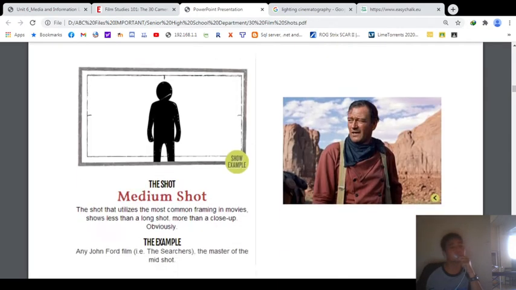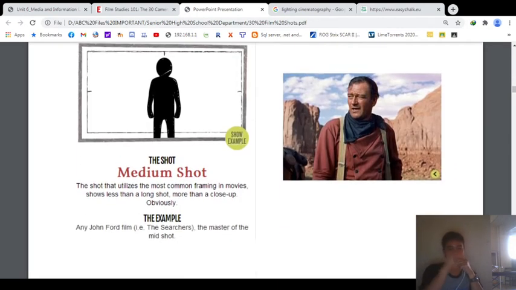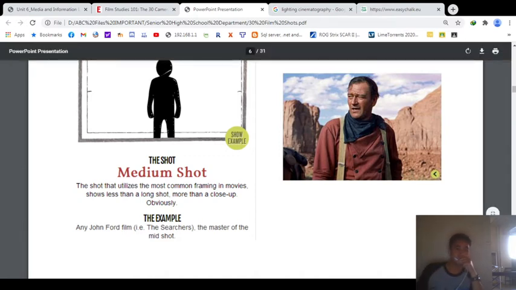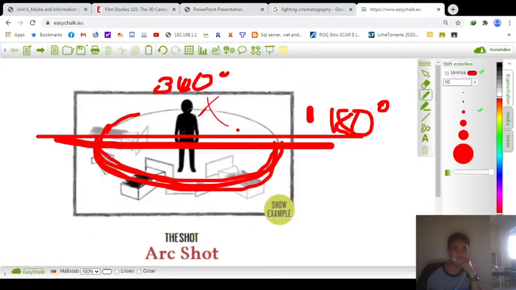Okay. Next is the medium shot. The shot that utilizes the most common framing in movies. Shows less than a long shot, more than a close-up shot, obviously. So, the pinaka-common na shot is the medium shot. Emphasizing the character is looking at something.